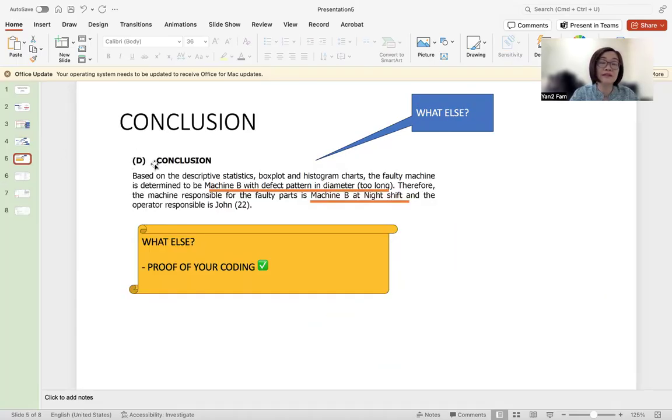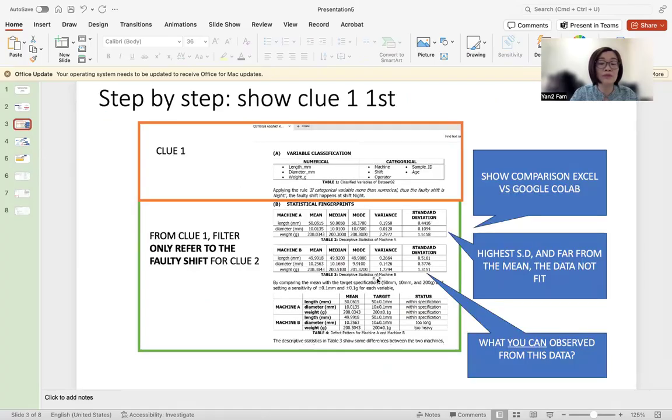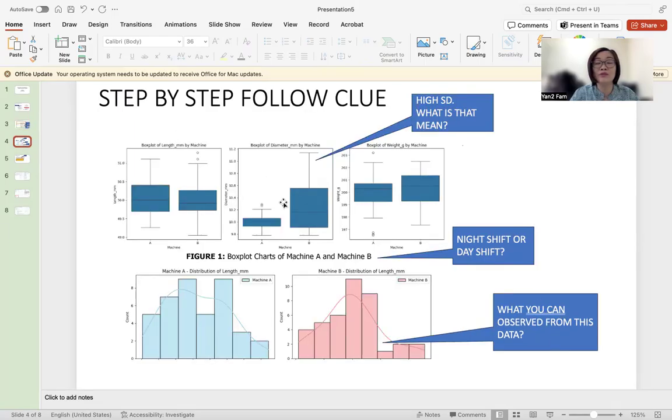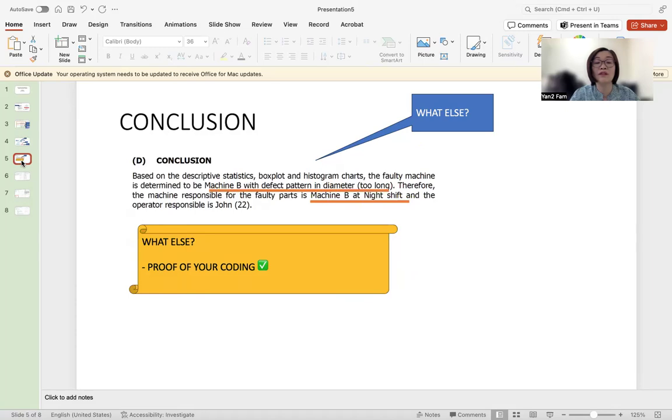So based on that, it's confirmed that probably based on your data, the diameter is too long. But when you look at clue number 2, you're showing that the standard deviation is high. But in your step 2 and 3, you mentioned that your diameter standard deviation is high, which is contradictory. So you have to double check with it.